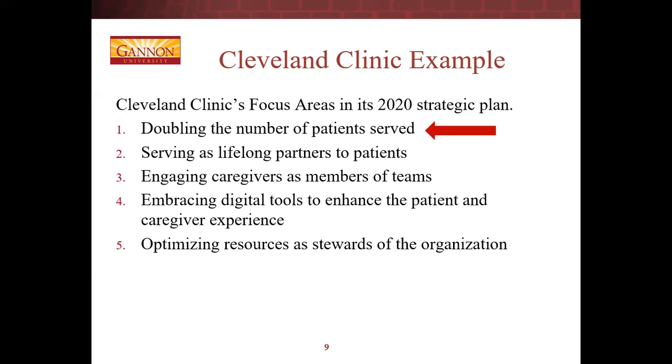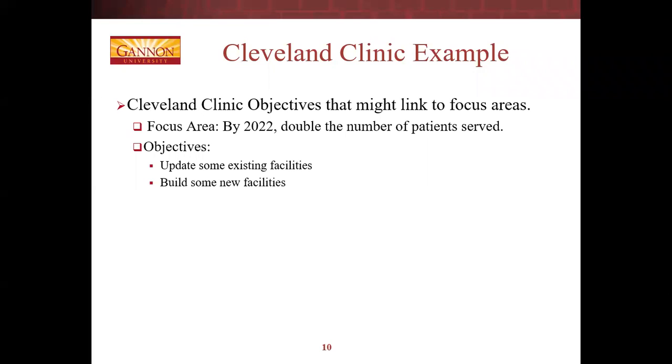So if we look at one, doubling the number of patients served, we could say, okay, this is a focus area by 2022. Of course, that was the 2020 strategic plan, but they go out maybe sometimes 3 to 5 years. So if they wanted to double it by 2022, how do we do that? Well, they have to have objectives to meet that focus area. Some of those objectives could be updating some existing facilities to increase volume or to enhance efficiency so that the throughput is higher given the footprint of that facility. Or we could build some new facilities.